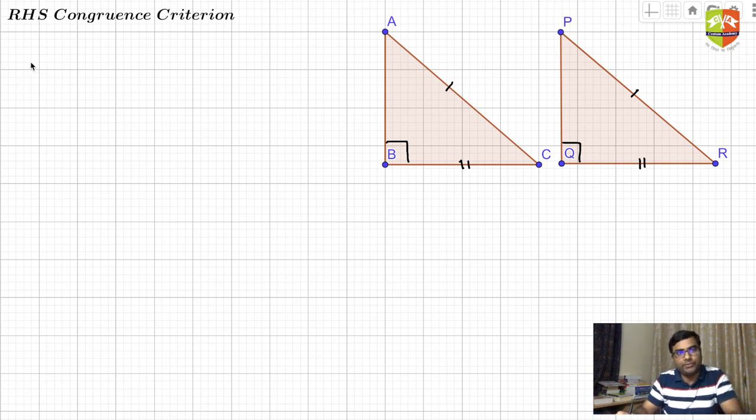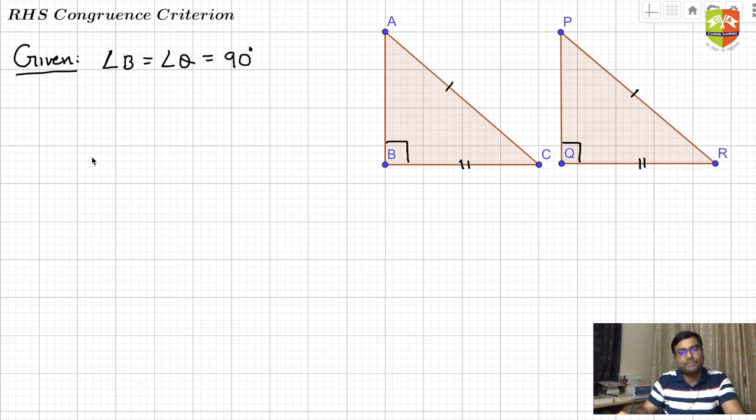So let us now do it formally, and I'm writing Given. Custom says you have to write this. It's given that in two triangles, triangle ABC and triangle PQR, angle B is equal to angle Q, and both are equal to 90 degrees. This is one. Then the hypotenuse AC, the longest side, is equal to PR. This is also given. And the third one is BC is equal to QR. I hope the given criteria is clear.